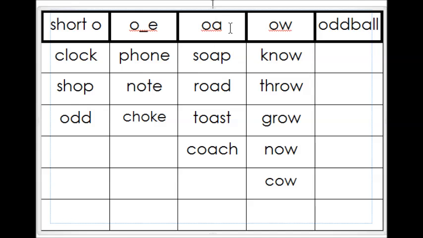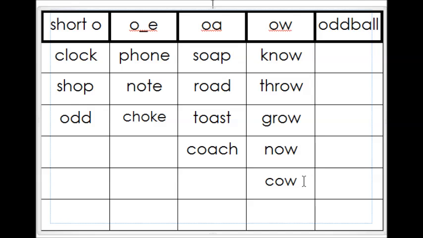Now O-A, this is the rule that first vowel does the talking, second vowel does the walking. In this case, the O is going to say its name. Soap, road, toast, and coach. Now, this week, our O-W rule is long O. O-W saying O. We have know, as in knowledge, you understand something. Throw, grow.